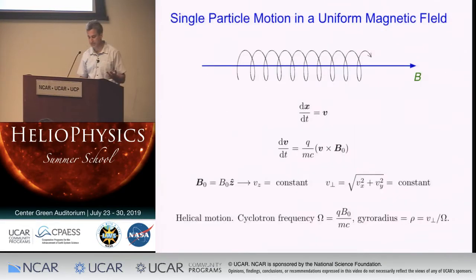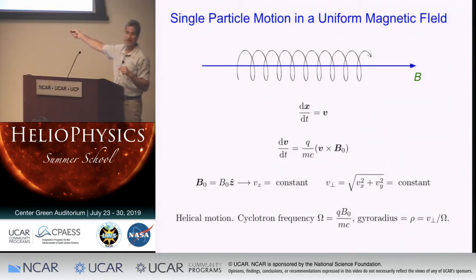Well, what are x of t and v of t? I believe you covered this morning. If these are our two differential equations for the particle's position and velocity, we can solve them quite simply. Notice that the right-hand side of this equation is a cross product again, v cross B naught. That cross product is perpendicular to B naught. Let's take B naught to be in the z direction. That means there's no acceleration in the z direction. That means the z velocity is constant. So vz is constant. This cross product is also perpendicular to v.